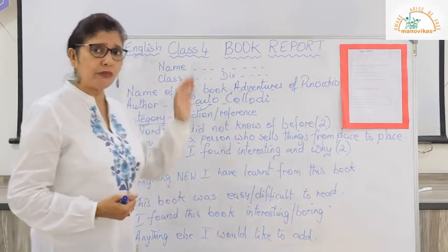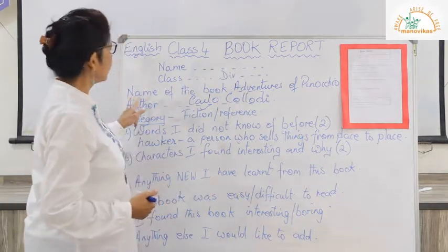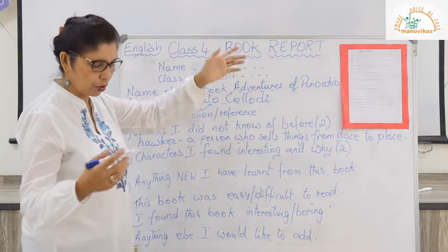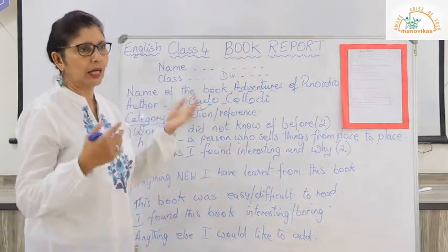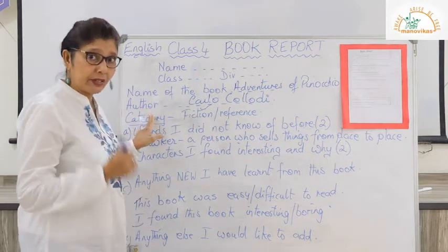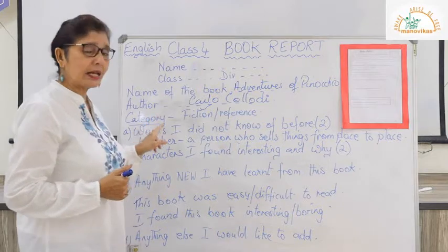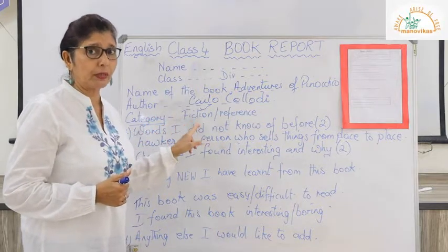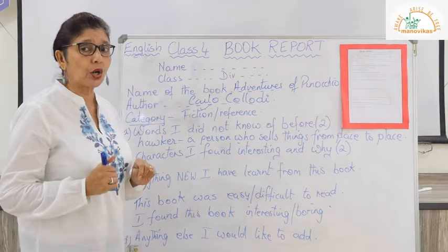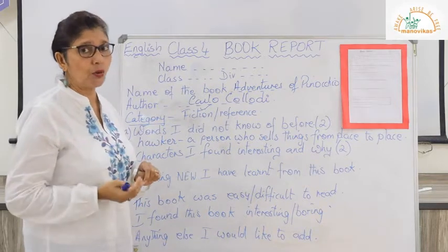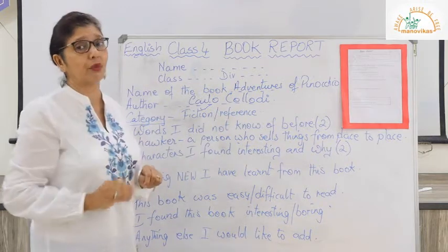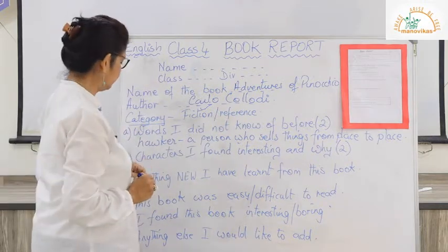So again, I'll just go over this once again. Name of the book, you write the name of the book. If it's Adventures of Pinocchio, or 3 Men in a Boat, whatever. You write the name of the author, very important. You write the category. As I told you, it will normally be fiction for you. Words I did not know before. You can write 2 or more words, and also the meaning. I've not written the meaning here, but you have to write the meaning.